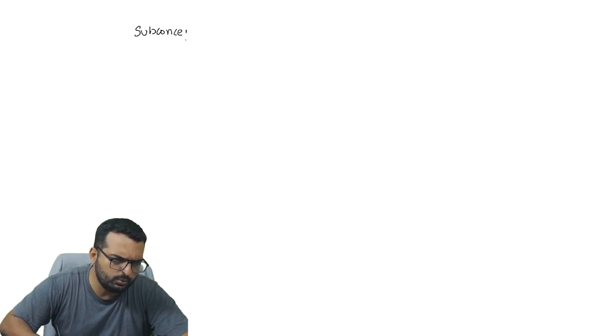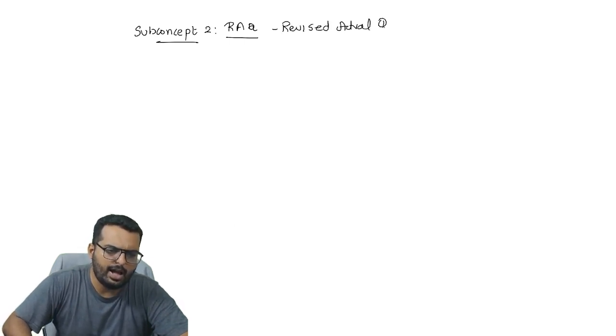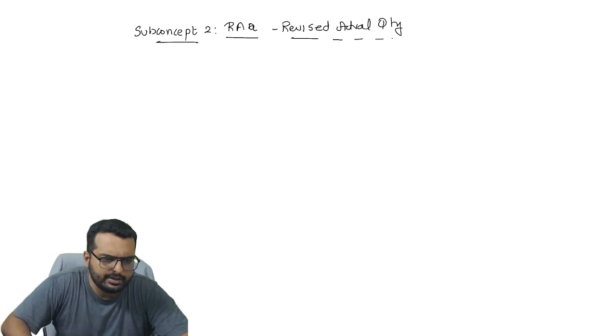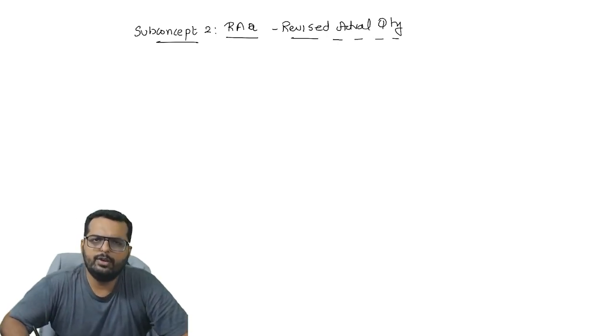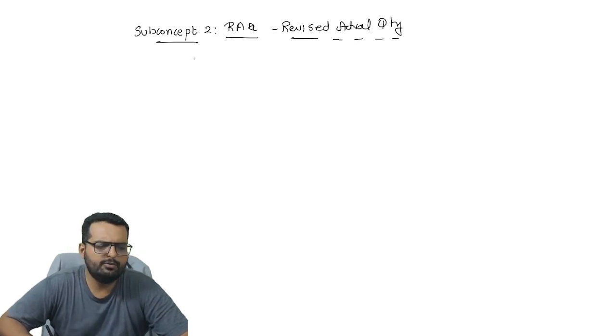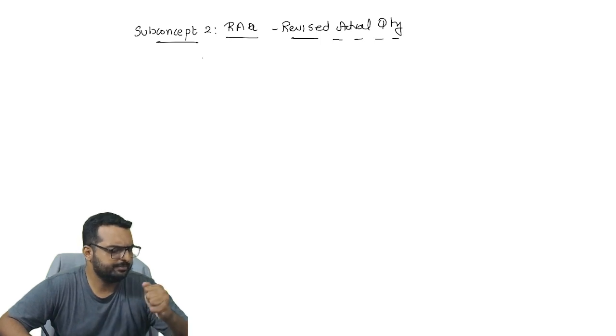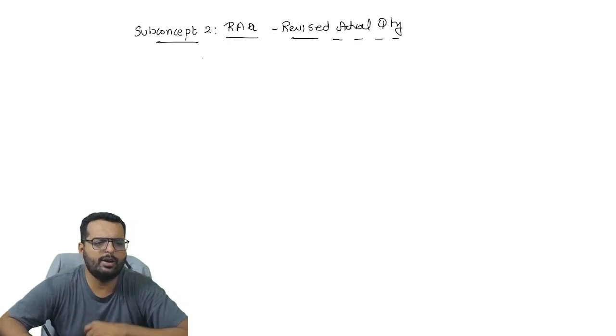Subconcept number 2. We will talk about RAQ, or revised actual quantity. Okay. Now, everyone interact with me. Tell me a food item other than fish fry which has got two ingredients now, not one. It can be something mixed with fish also. If you can tell me any item which requires two ingredients, not one ingredient.